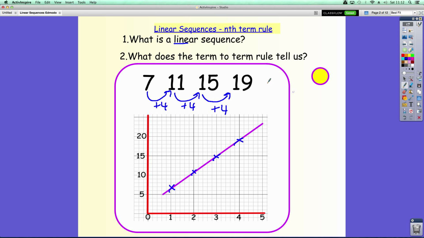Right, so what does the term-to-term rule tell us? Each member of a sequence is called a term. So these numbers are all terms of the sequence. And the term-to-term rule is what I've actually written here. It just tells me how to get from one term to the term that is directly after it. So it's the term-to-term rule.